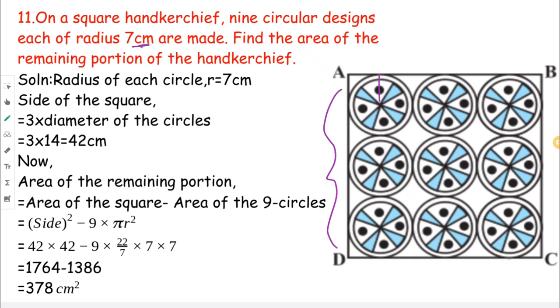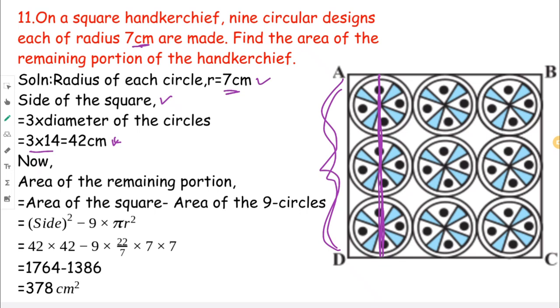From here till here is 7, right? If I find a diameter, it will be 7 plus 7, again 7 plus 7. So can you see 14 plus 14 plus 14? If I add the 3 diameters, will I get the length of the square? Yes. So side of the square equals 3 times the diameter of the circle. Radius is 7, that means diameter is double, 14. So 3 into 14, I'm getting the side of the square to be equal to 42 centimeter.